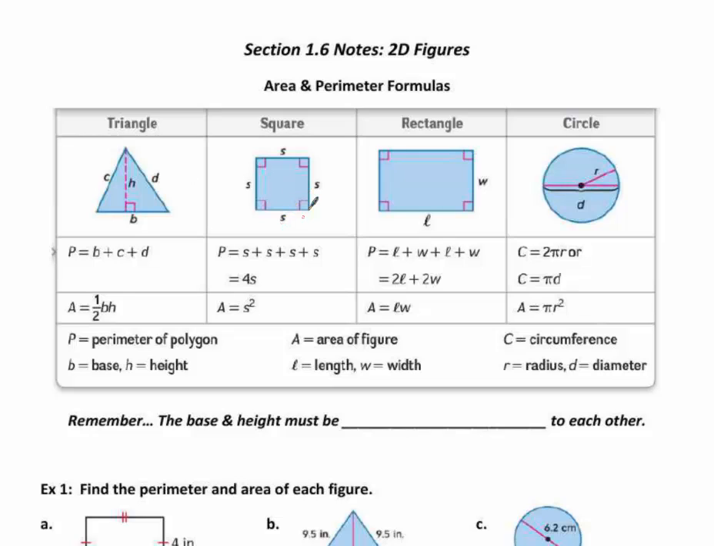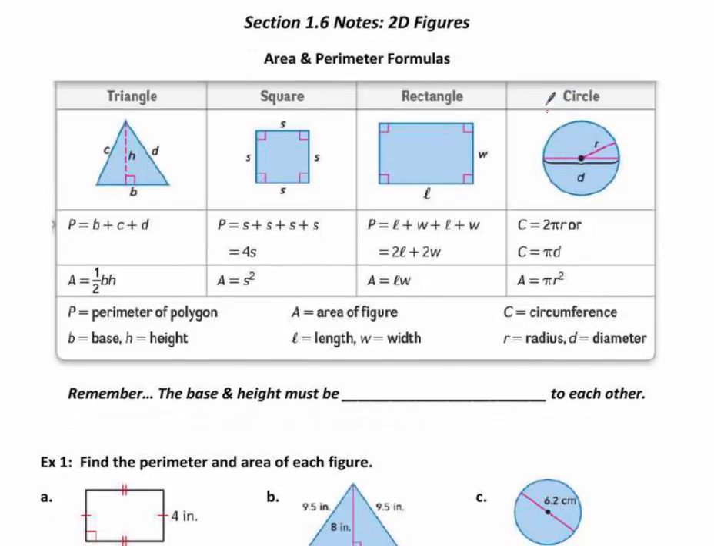Okay, so today we're going to take a break from all of the angles and the new words and all of the new things that you've never seen before, and we're going to go back and do some things that you definitely have seen before. We're going to talk about area and perimeter.